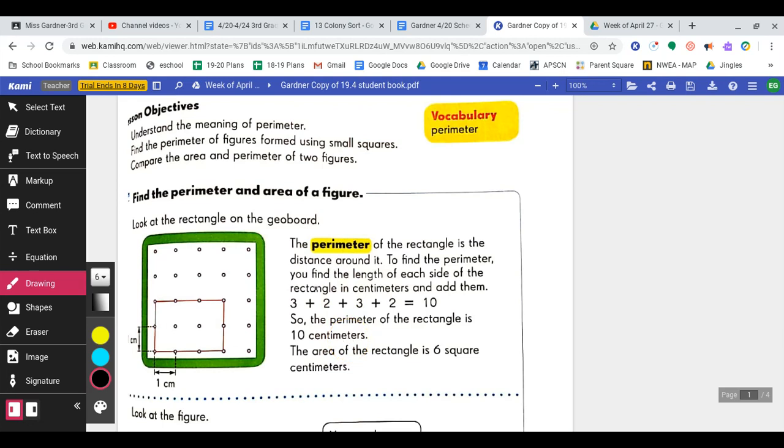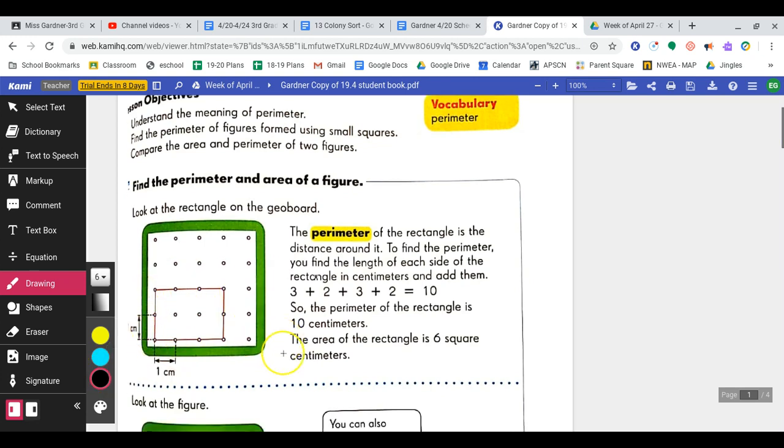Now, we are not talking about square centimeters anymore. When finding the distance around something, imagine if all of those sides were side by side. How many centimeters long is that rectangle if you unfolded it out and you just measured all of those sides put together? So in this case, the distance around it is 10 centimeters.